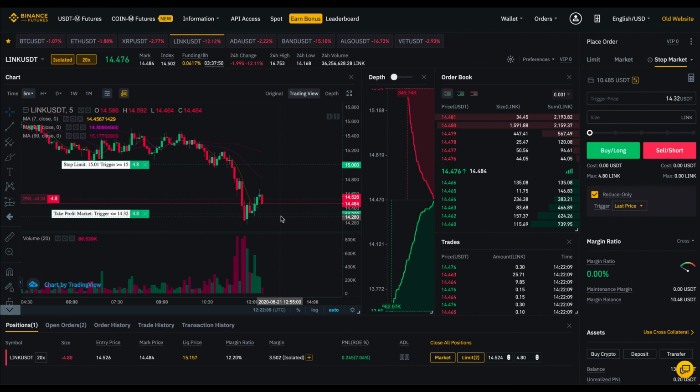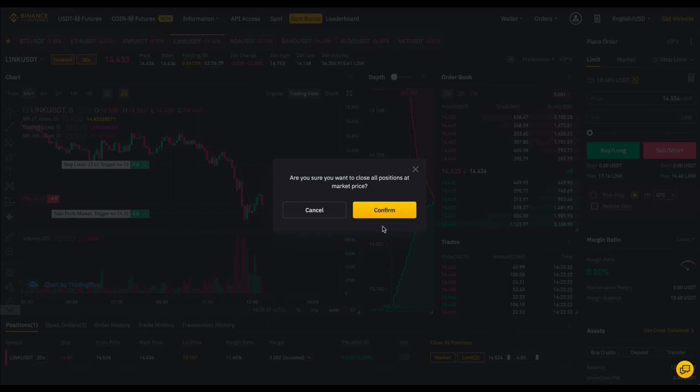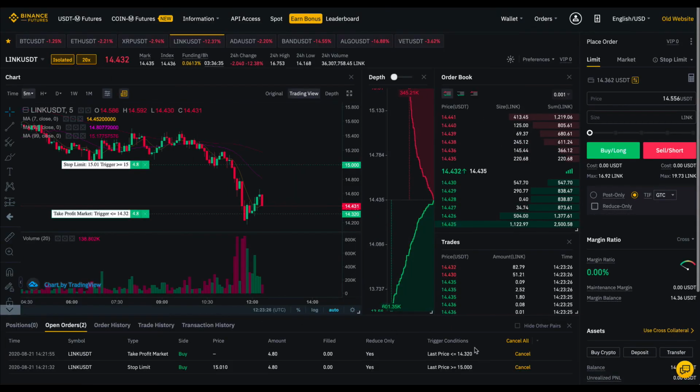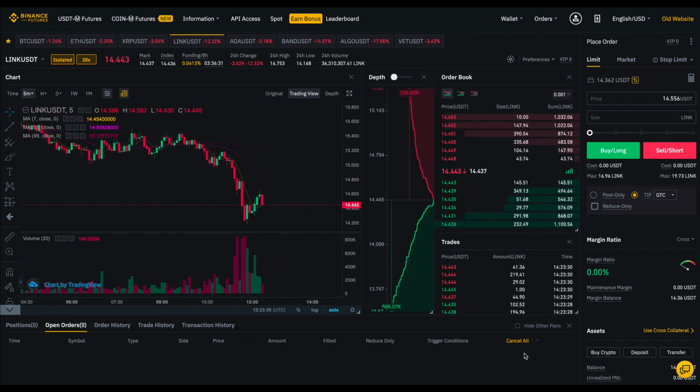And let's see if it hits that. And okay, I'm okay with that. So let's close. And remember, we have to manually close the limit orders. Otherwise, it's going to actually sell or buy at that point.